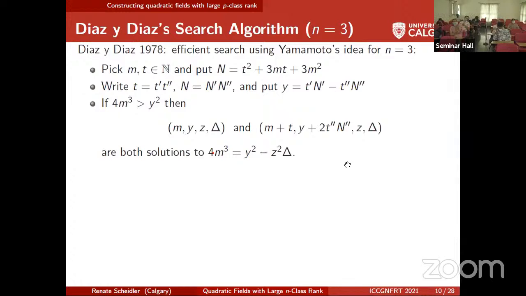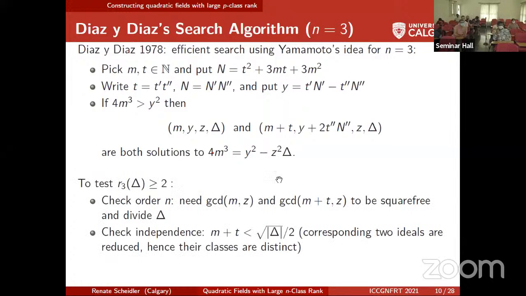So again, now you have these two solutions, but they may not represent independent ideal classes. So in order to test that these ideal classes are independent and give you a 3-class rank of at least 2, what he did is the following. A necessary condition for this is that the greatest common divisor of both these ideal norms, M and M plus T, with this Z has to be square free and it has to divide the discriminant. Okay, that's a necessary condition.